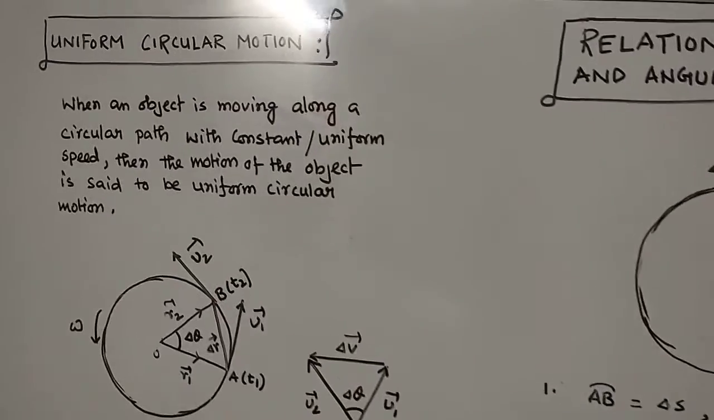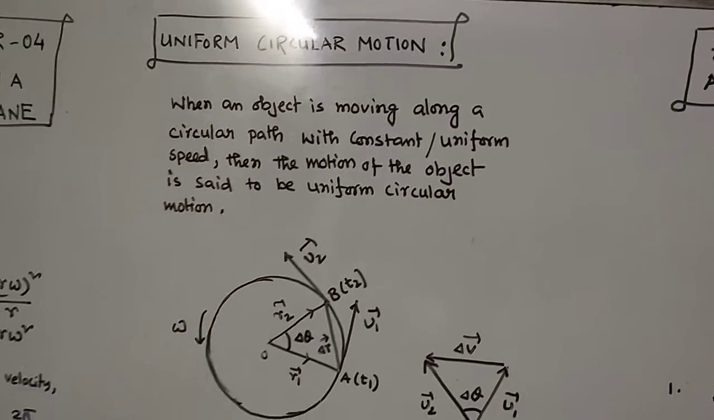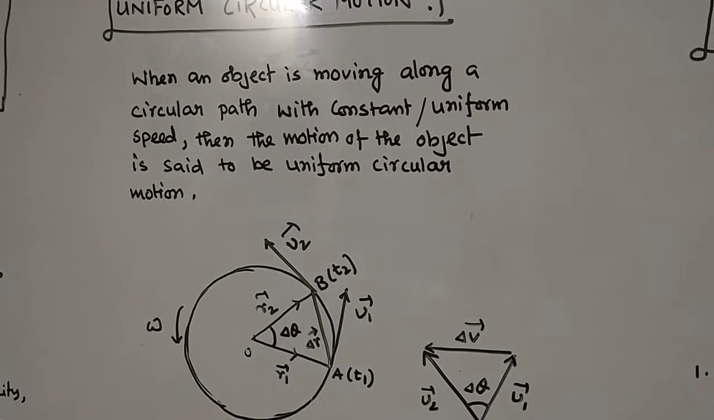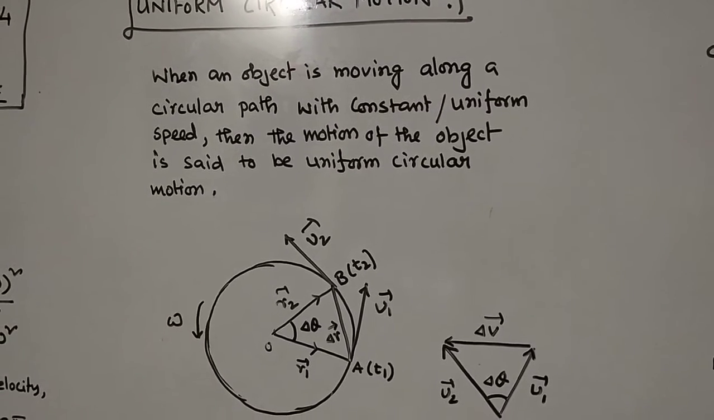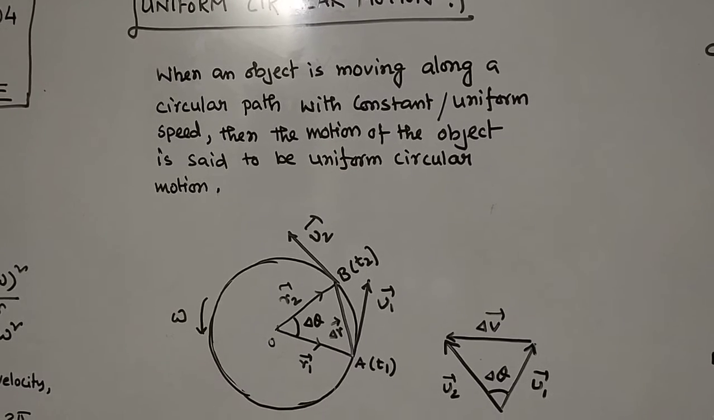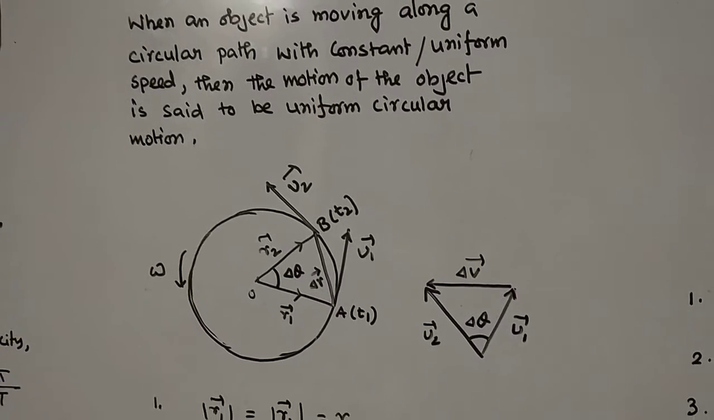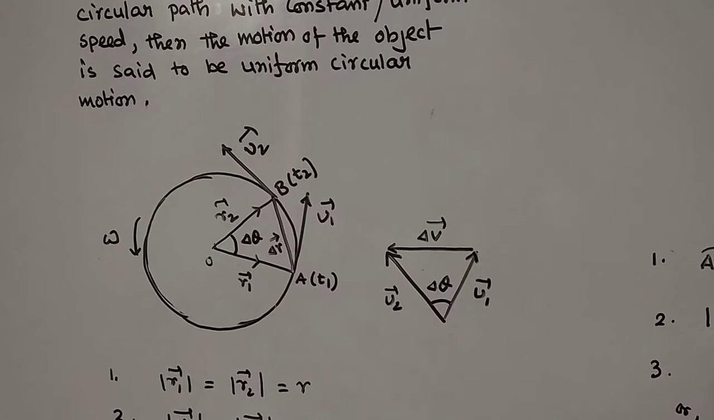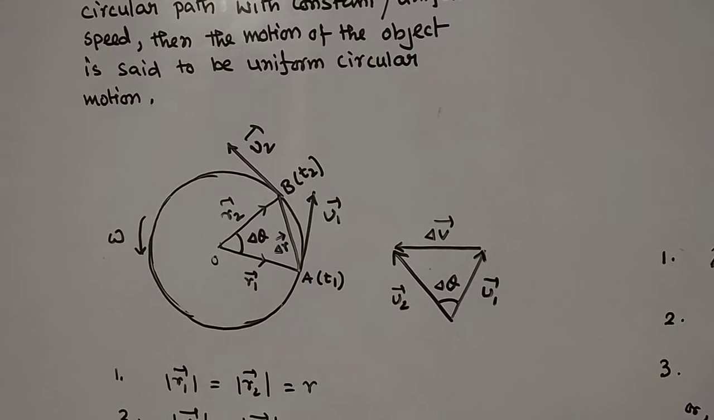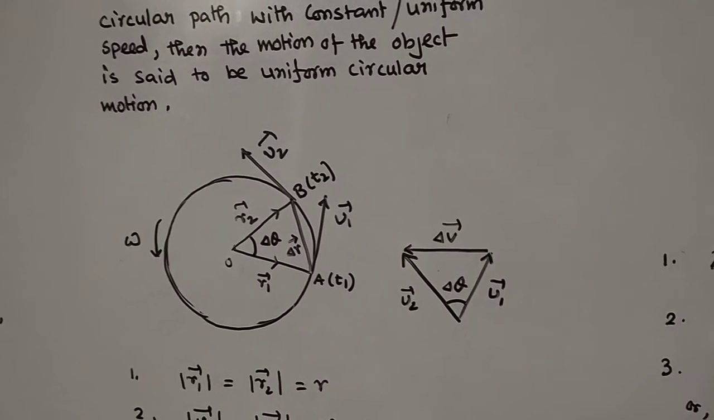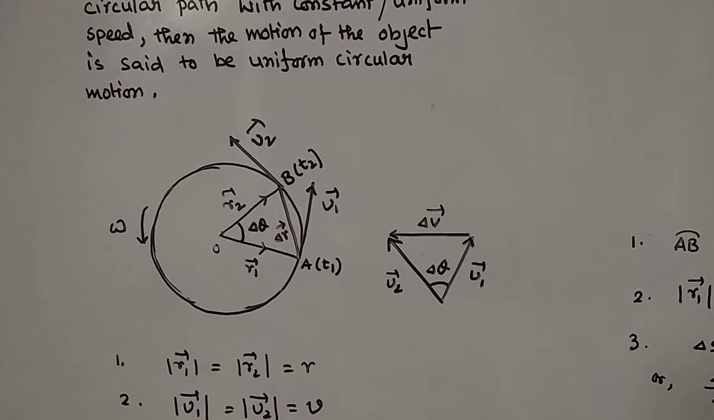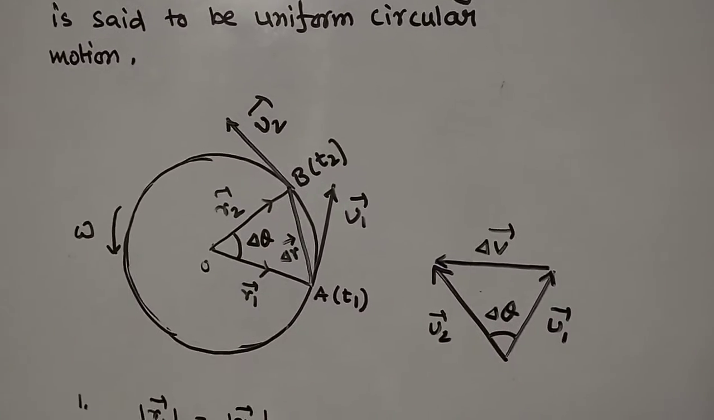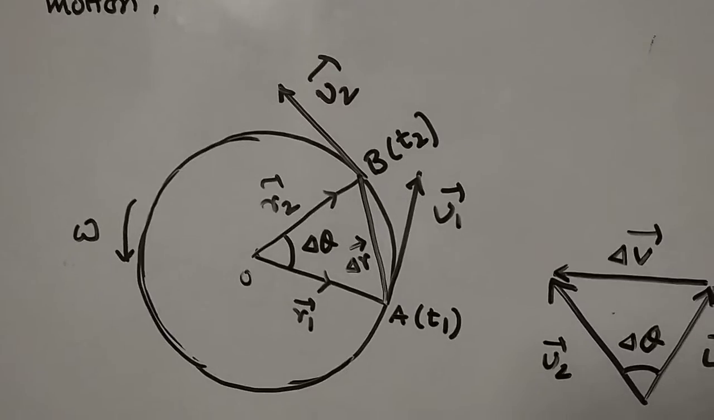Now next topic which we are going to discuss is your uniform circular motion. So let me read out what we have written. When an object is moving along a circular path with constant uniform speed, then the motion of the object is said to be uniform circular motion. So you see in this figure, an object is moving, and A and B are the two different positions corresponding to the time t1 and t2 with the position vector r1 vector and r2 vector, and delta theta is the angular separation between r1 vector and r2 vector.